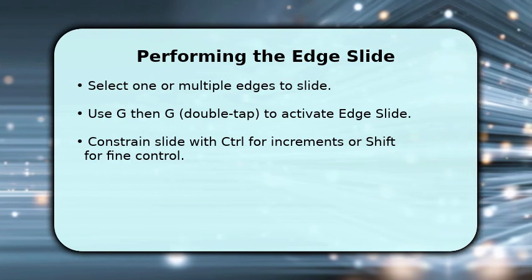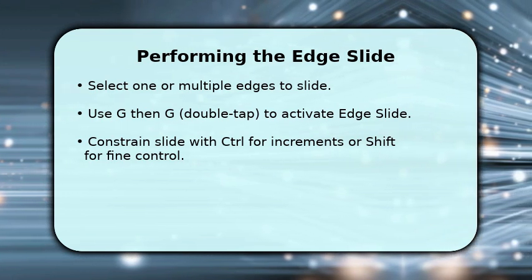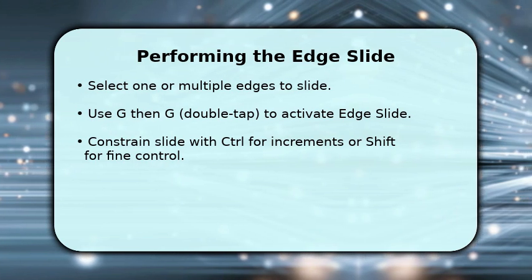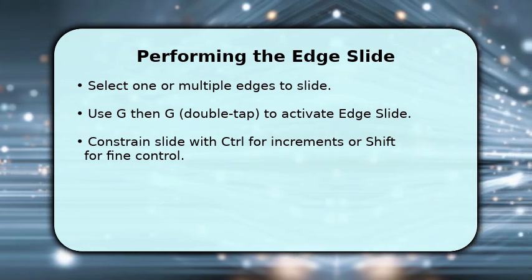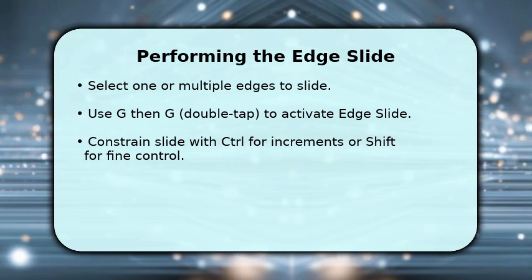Use Control to snap to increments or Shift to refine movement for precision. If the slide flips or crosses poles, undo and pick an adjacent edge loop instead. Remember why: edge slide maintains face shapes and minimizes distortion compared with free vertex movement.